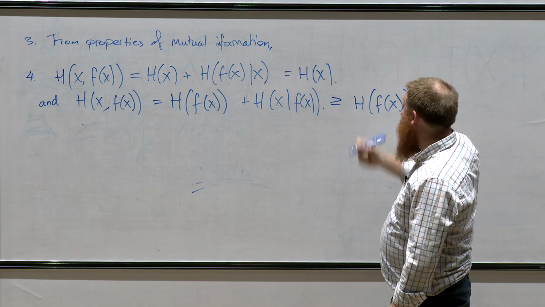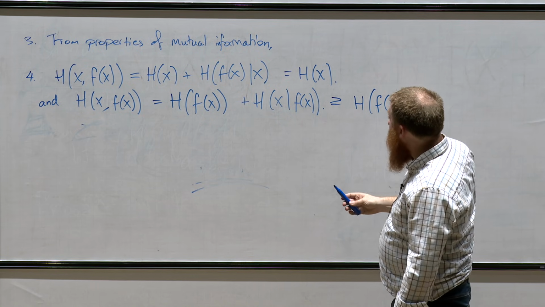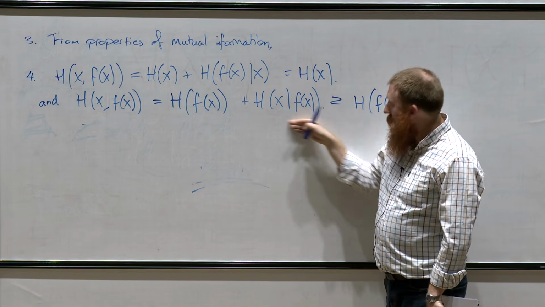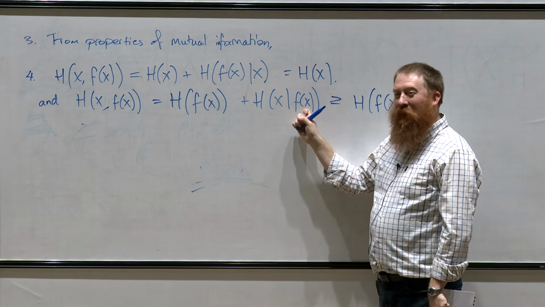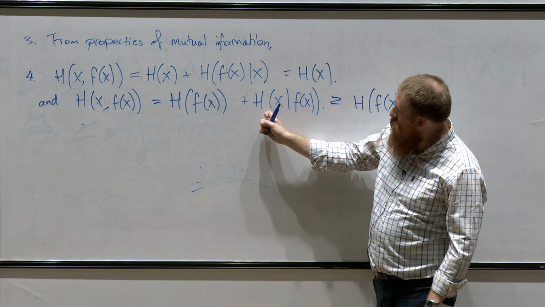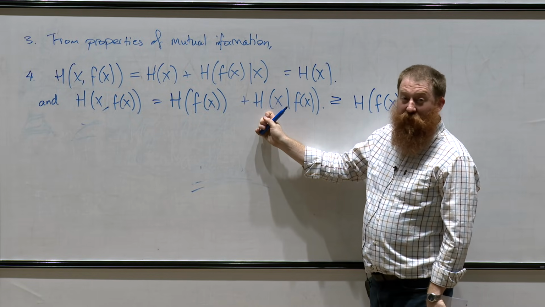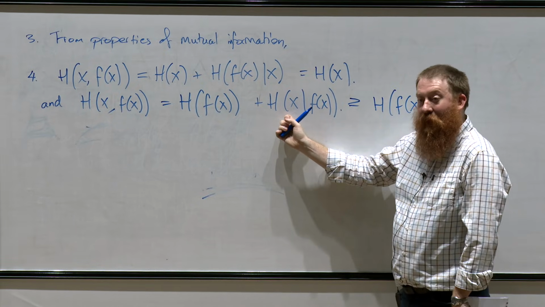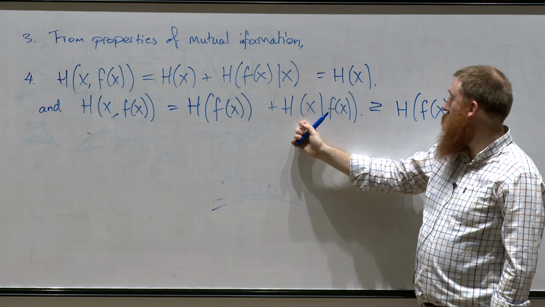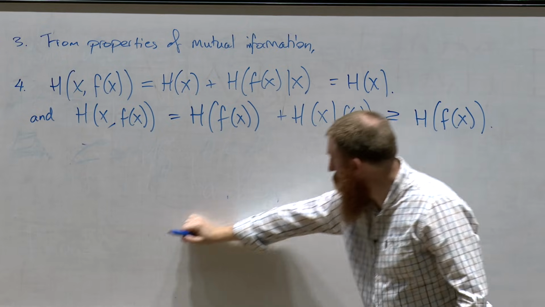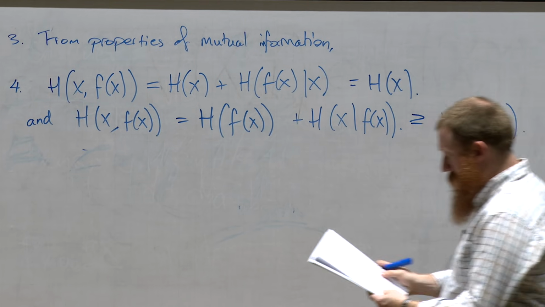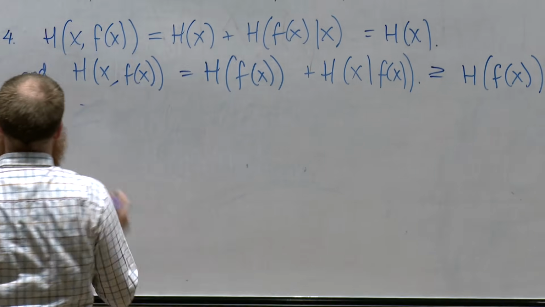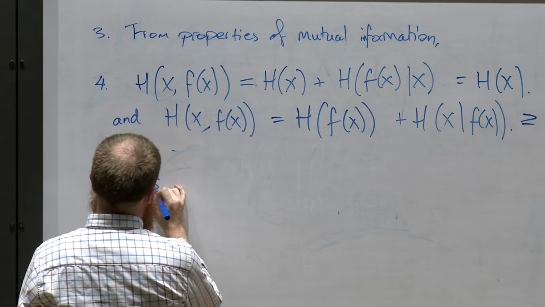Well, they would be the same if this term was 0. And when is this 0? It's when knowing the value of f of x tells you the value of x, which is essentially when f is injective, when it has an inverse on its range. Okay, point 5. Point 5 is Jensen's inequality.